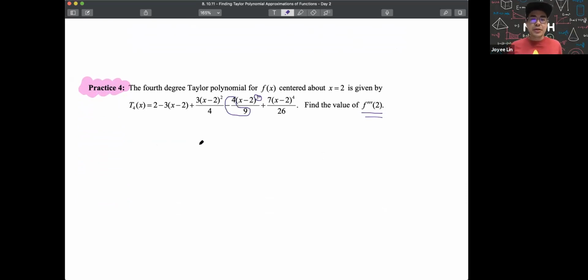So when you're setting up coefficients, you're going to go, here's my coefficient for my function, and then that's equal to f triple prime of 2, because it's centered around 2. Even if they didn't tell you what it was centered around, you could tell by what's being subtracted inside the parentheses. It's equal to f triple prime of 2 over 3 factorial. And then it's really quick to solve for f triple prime of 2. You just multiply that 3 over, so it's -4 times 3 factorial over 9.